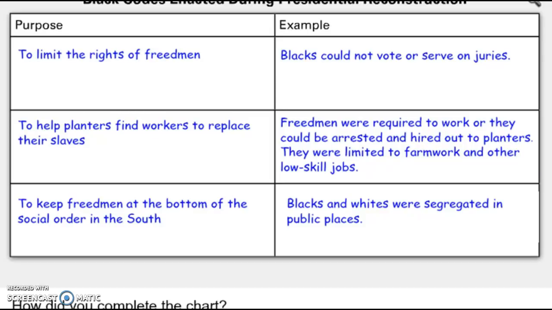Go ahead and complete the chart at the top of page 9 on your own, and then when everybody's done, we'll take a look at it together as a class on the smartboard.